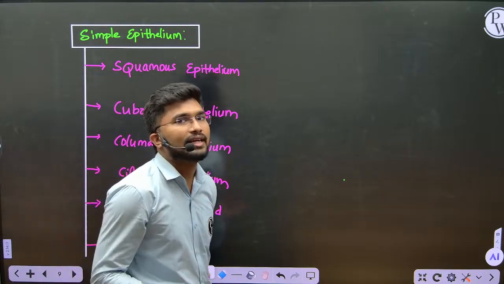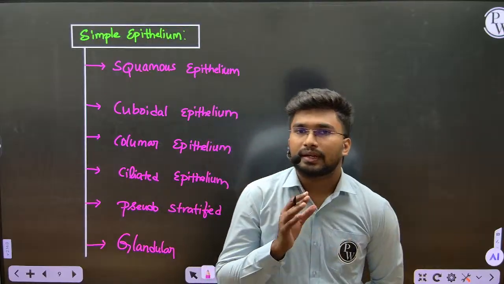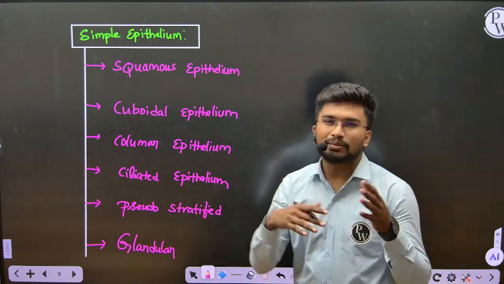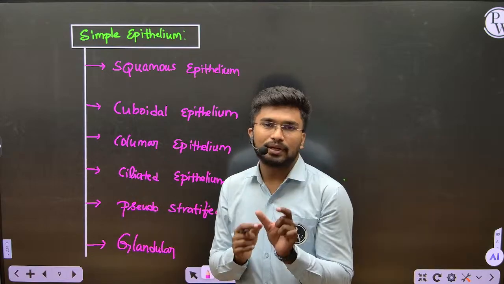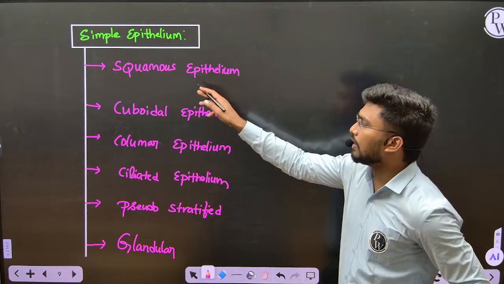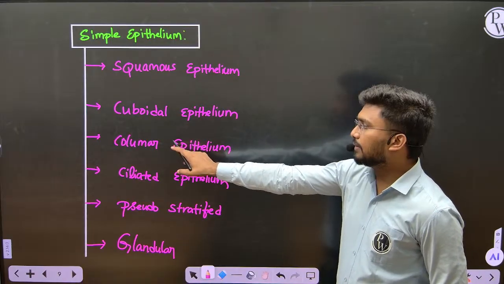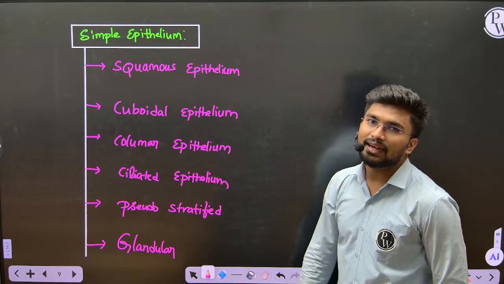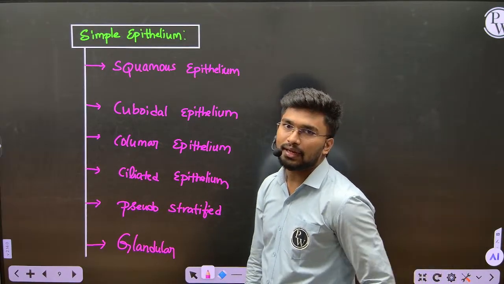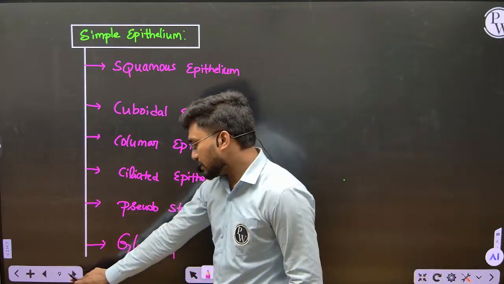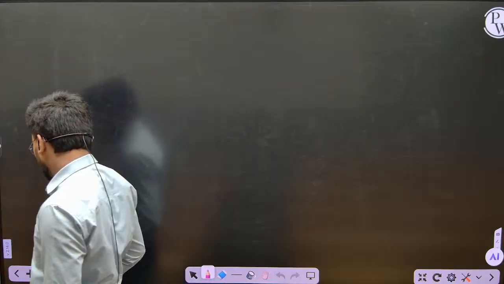So what are we studying? We are studying about different types of simple epithelium. We know that epithelial tissue are two types, simple and compound. That simple epithelium is again divided into this many types. What are those? Squamous epithelium, cuboidal epithelium, columnar epithelium, ciliated epithelium, pseudostratified and glandular epithelium. Now let us have a look into squamous epithelium. How squamous epithelium will look.